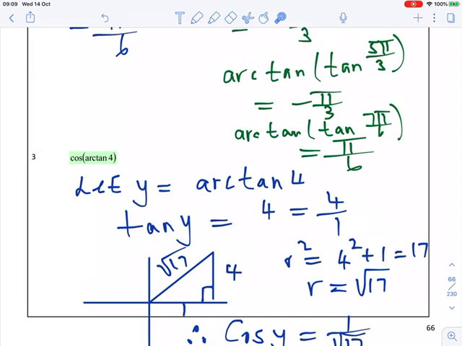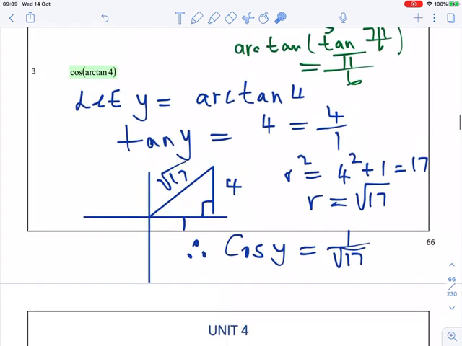So tan is 4. So if y is arctan 4, then tan y will be 4, meaning 4 over 1. So if we put it now in the first quadrant, the diagram, we will have the 4 and the 1 as y over x, or opposite over adjacent. We're short the radius. We're going to work it out by Pythagoras. It's square root 17. What do they ask us? They ask us the cos. So the cos of y will be 1 over square root 17. We just read off the cos now from the diagram.